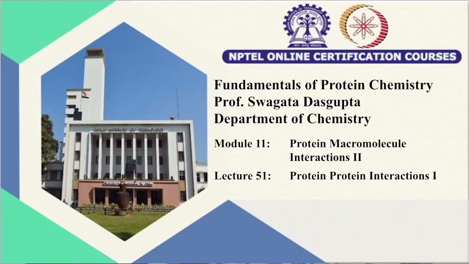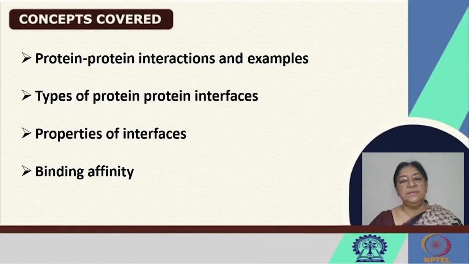In the second module of protein macromolecule interactions, we will be looking at protein-protein interactions, protein-peptide interactions, and a discussion on chaperone proteins and what we call IDPs, intrinsically disordered proteins. In the last module, we looked at protein-carbohydrate and protein-nucleic acid interactions. In each of these cases, we are looking at a ligand interacting with the protein. The ligand in this case is the carbohydrate or the nucleic acid, and in the next two lectures, we will be looking at proteins as the ligands.